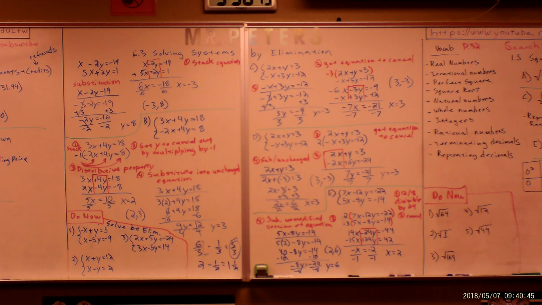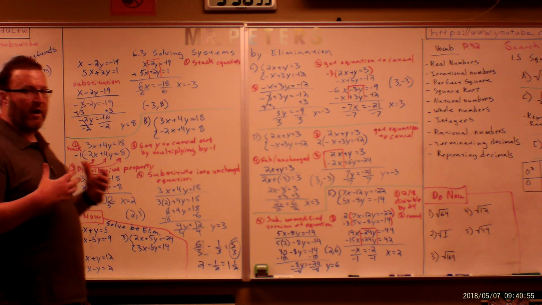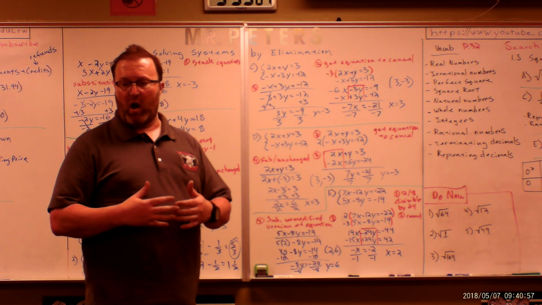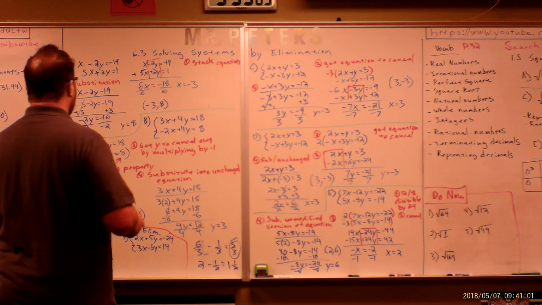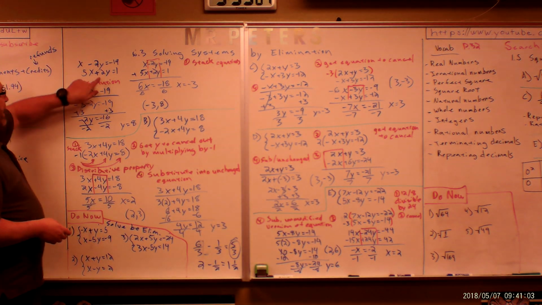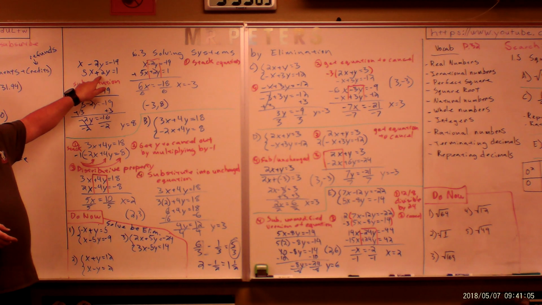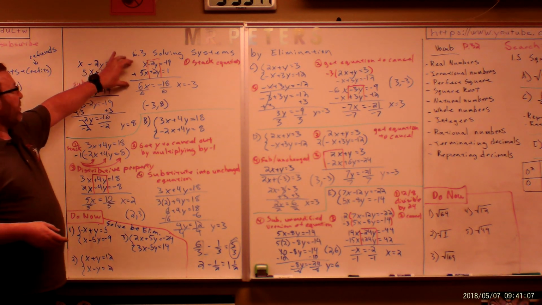Okay, so solving by systems of elimination. Essentially what we're doing, we're stacking these problems on top of each other now, trying to get rid of a variable, okay? And we want to focus on what comes easiest. So looking at this first one, we have a negative 2y and a plus 2y, right? So those cancel each other out. So we write them on top.